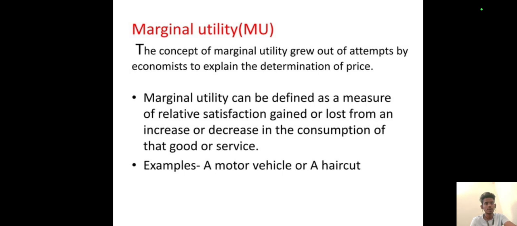Marginal utility. The concept of marginal utility grew out of attempts by economists to explain the determination of price. Marginal utility can be defined as a measure of relative satisfaction gained or lost from an increase or decrease in the consumption of a good or service. Examples: a motor vehicle or a haircut.